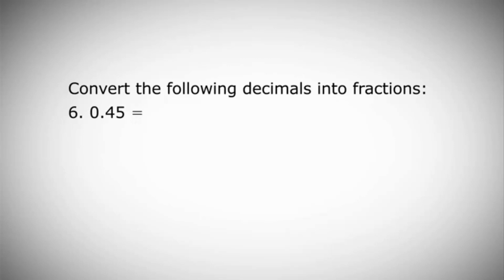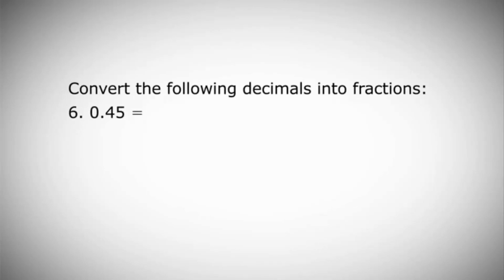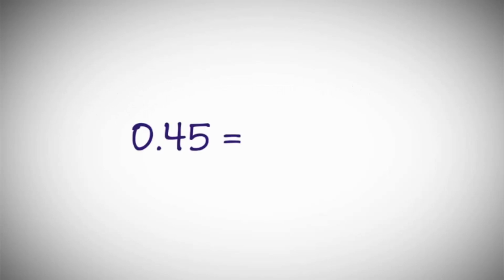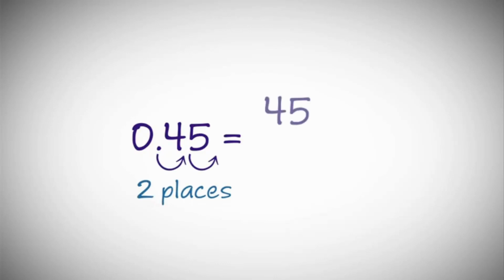Now let's take a look at number 6. This question is asking us to convert the decimal into a fraction. Remember, the steps for doing so are to move your decimal point over to the right as many places as you need to in order to turn that decimal into a whole number. Then put that whole number over 1 times the number of zeros that you moved the decimal place over. So, number 6 gives us 0.45. We're going to move our decimal place over 2 places to give us 45. And because we moved it over 2 places, we're going to put 45 over 100, a 1 followed by 2 zeros.